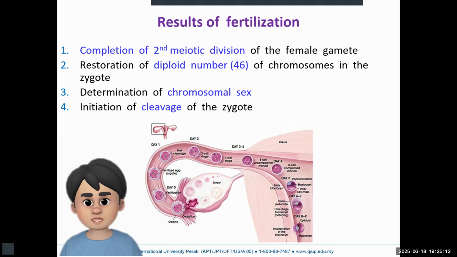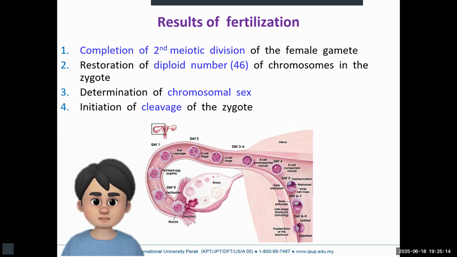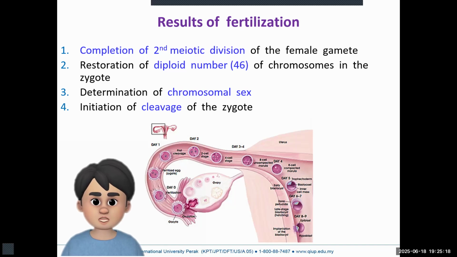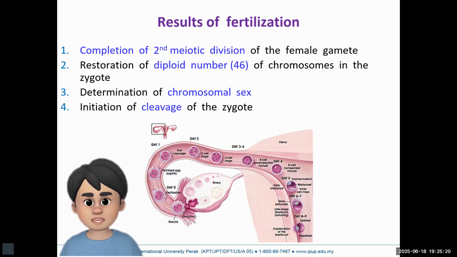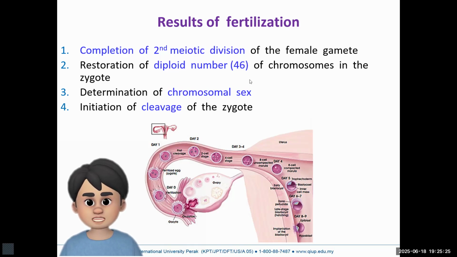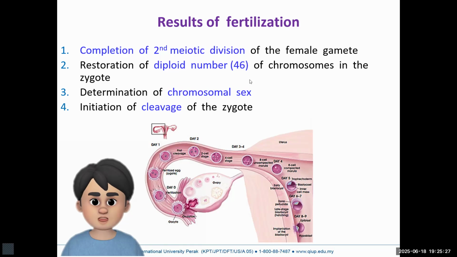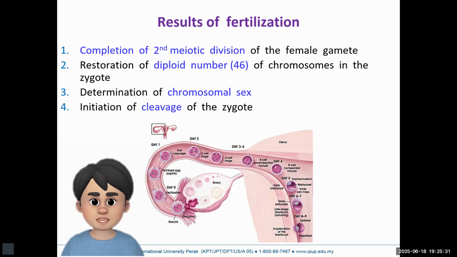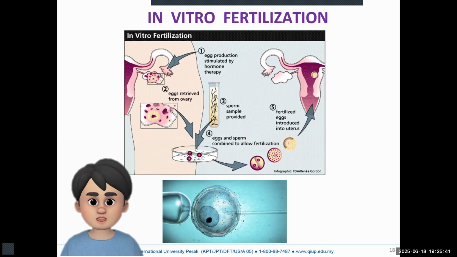Now we'll discuss additional information. Results of fertilization: completion of the second meiotic division of the female gamete, and restoration of the diploid number. You know that humans have 46 chromosomes. The father's sperm has 23 and the mother's egg has 23, so all 46 chromosomes are in the zygote. Also, determination of the chromosomal sex and initiation of cleavage of the zygote. It's better for you to know that.